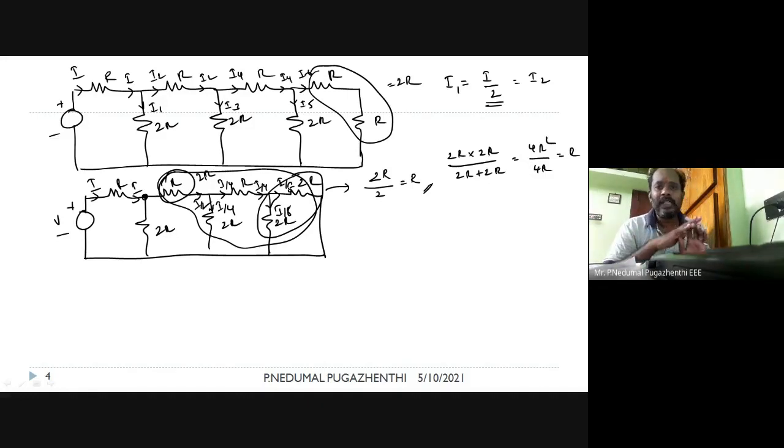Okay, this is for a finite R2R ladder network. A finite network is all we can handle this way.